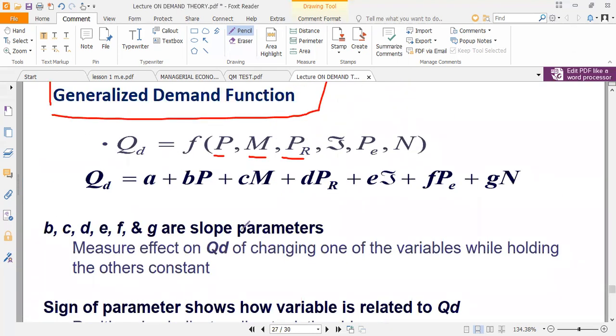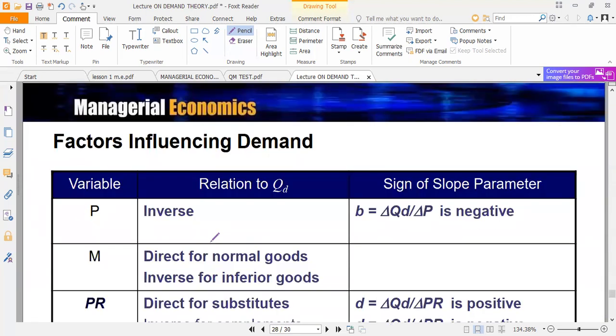Then we have N standing for population. These parameters are defined. The coefficient of P we call an inverse relationship, so our slope is always negative because this is a demand function. M stands for what? Income. So when we get a negative M, it means an inferior good. If we get a positive M, it means a normal good. But if your M is more than 1, that means it is a luxury good.